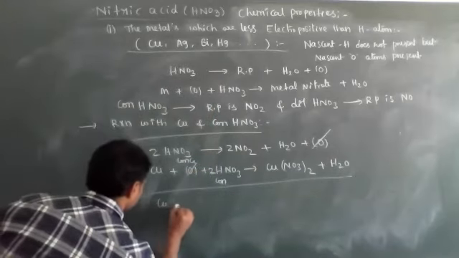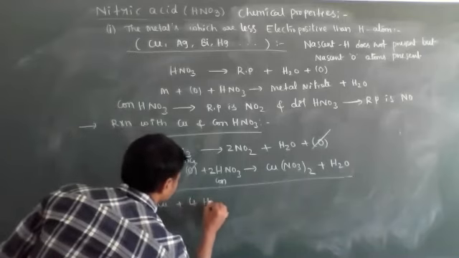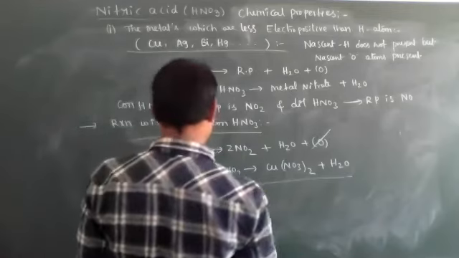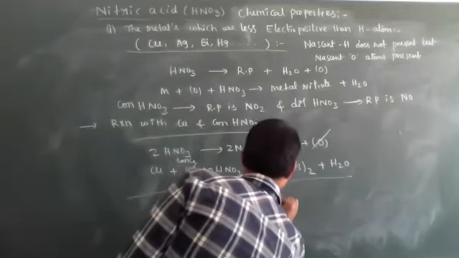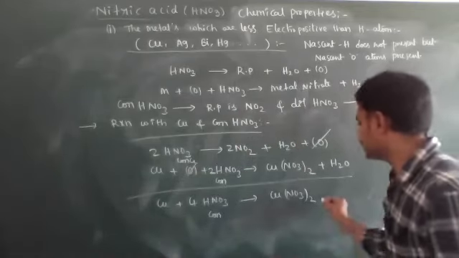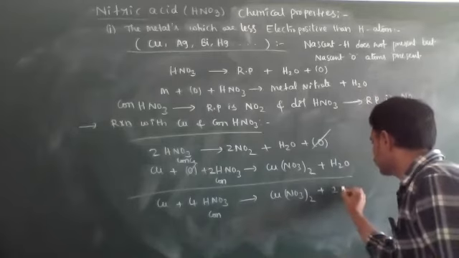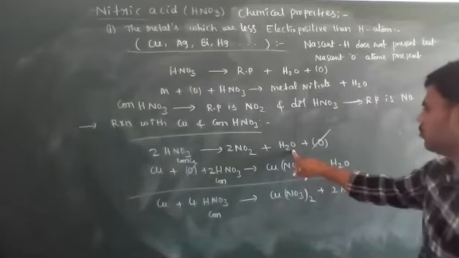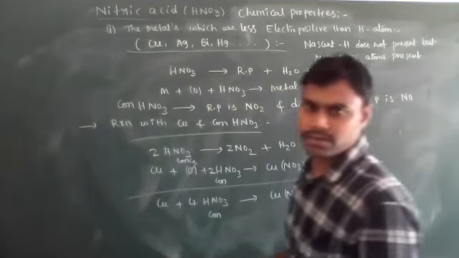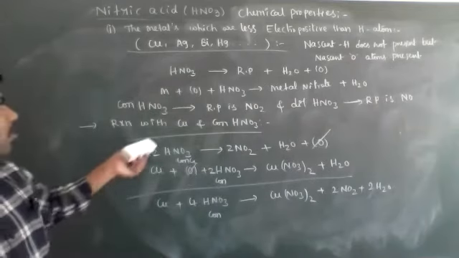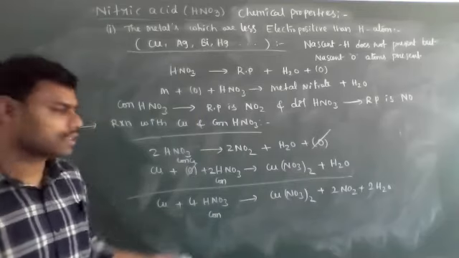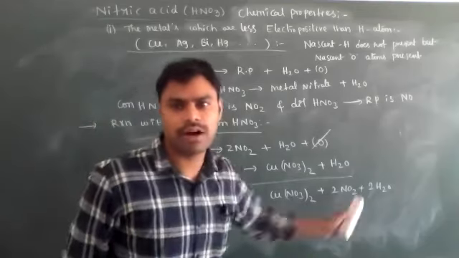Then the reaction is copper plus 4 moles of concentrated HNO3, converted into copper nitrate, Cu(NO3)2, plus 2NO2 plus here one water molecule and another two water molecules. This is the reaction. So when the copper reacts with concentrated HNO3, how many moles of HNO3 are required? 4 moles. Then the HNO3 is reduced in the form of NO2.